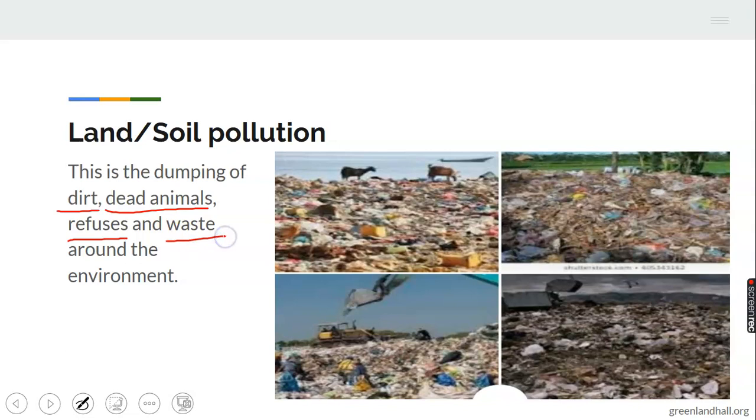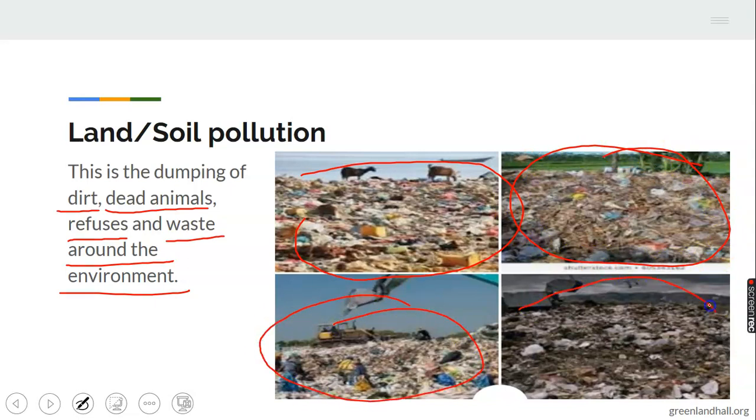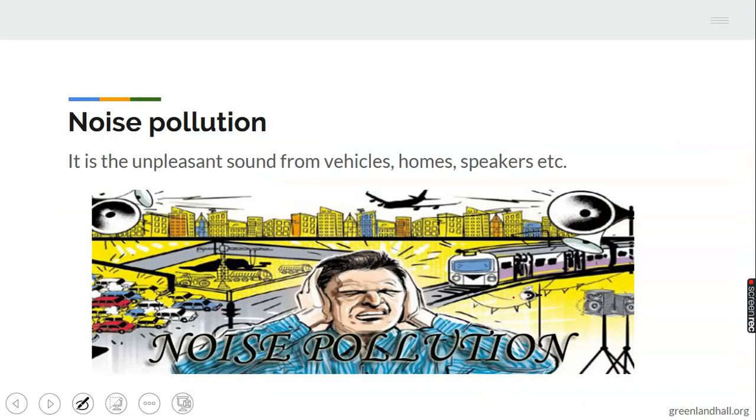Then we also have waste around the environment. Okay, look at this picture. You can see the way people have littered the environment. You can see all this dirt that has been thrown everywhere. All these are wrong. This is what we call soil or land pollution. The land is polluted. Fresh air cannot get into that land again. Green crops cannot grow on them because of all the dirt that is on it.